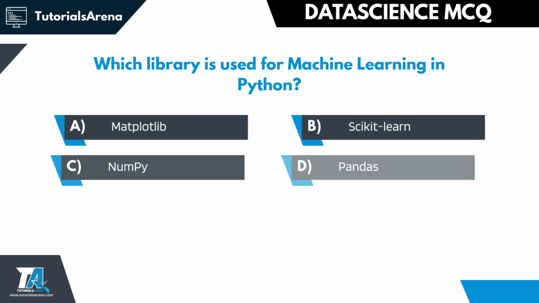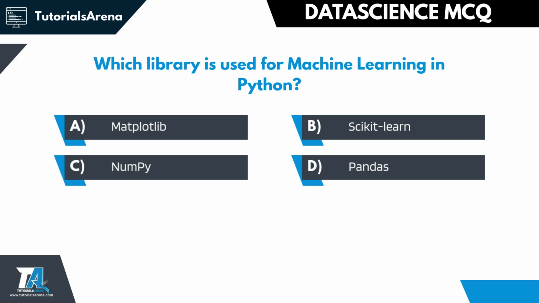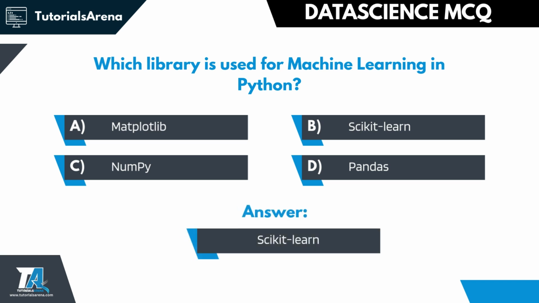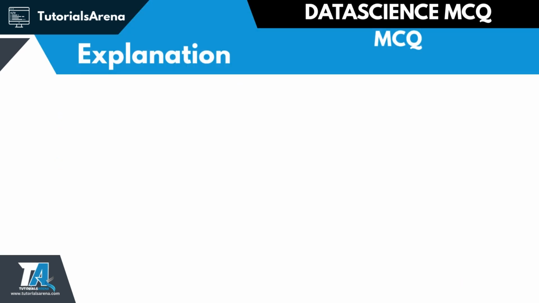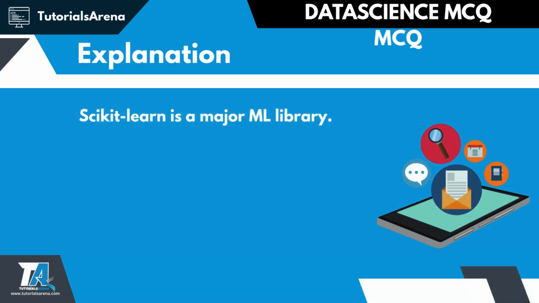Which library is used for machine learning in Python? The answer is option B, scikit-learn. Scikit-learn is a major machine learning library.